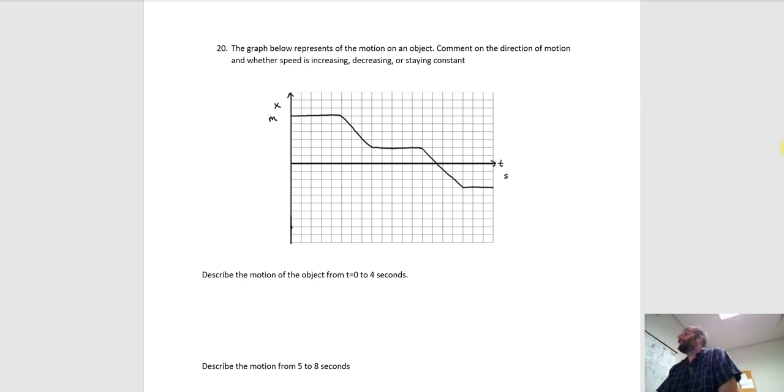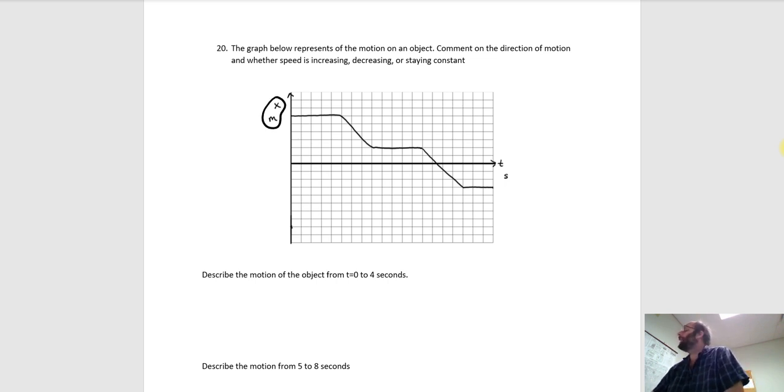I'm making this video here to help you out with numbers 20, 21, and 22 in your Unit 1 homework. So let's see, below, the graph represents the motion of an object. Comment on the direction of motion, whether speed's increasing, decreasing, or constant. So this is a conceptual thing. It's important to realize what type of graph I am looking at here. This is x in meters. That makes this a position graph.